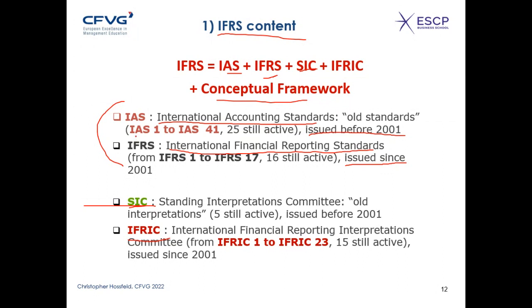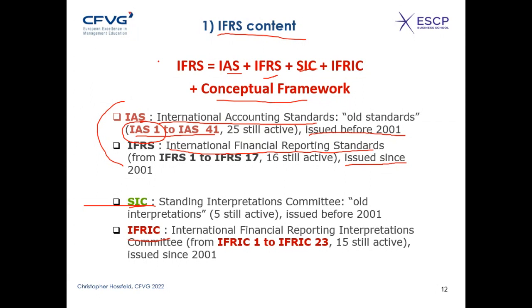Those IASs, it does not mean they have been issued before 2001 and never been changed. For example, IAS number 1 is changed literally every year. It's updated every year, which means that those IASs, although they are old, will not necessarily disappear over time.